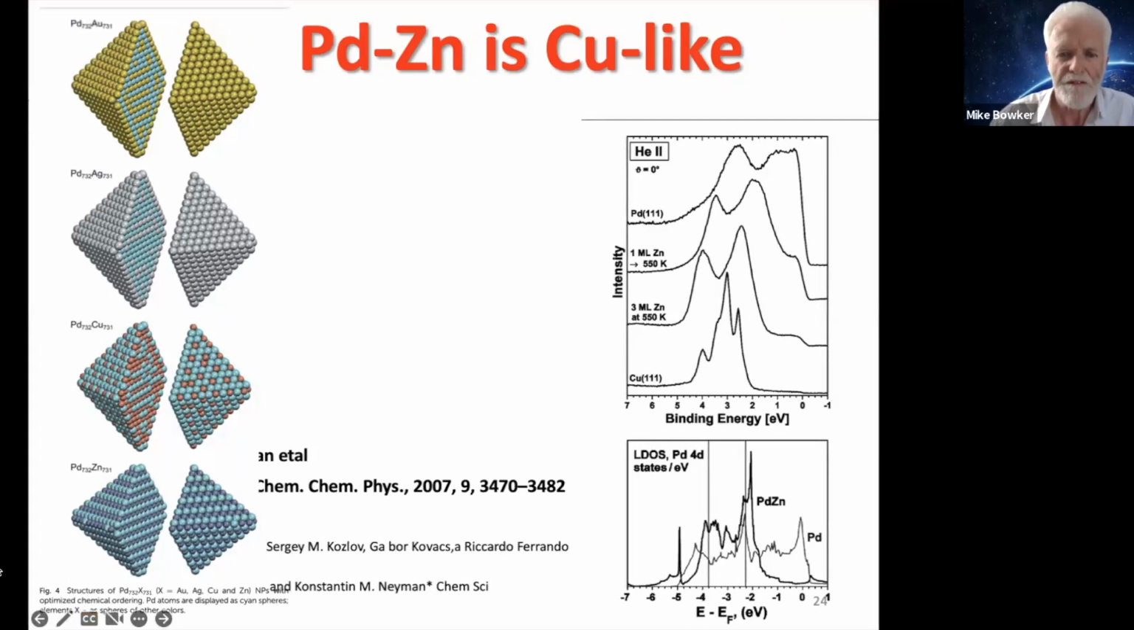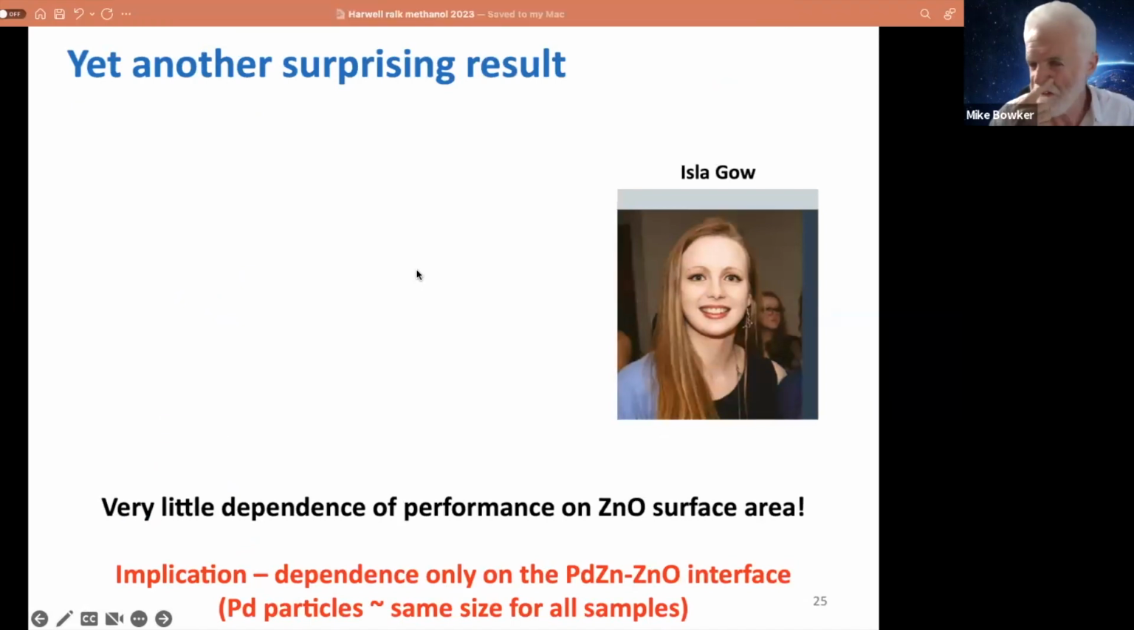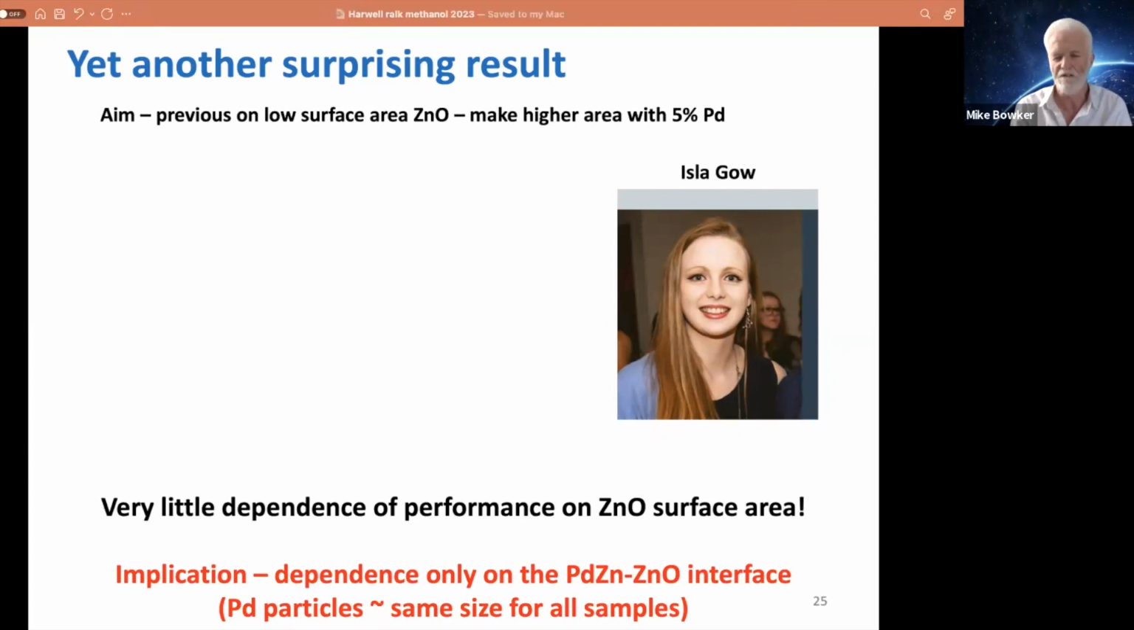There we go. And here's another surprising result for this system. This is work carried out by Isla Gao, who is finishing her PhD very soon, and was very much involved in the palladium zinc story. The previous samples I described to you were all deposited. The palladium was deposited onto commercial zinc oxides, and they were very low areas. I think one was 6 or 8 meters squared per gram, one was about 16 meters squared per gram. So why don't we make a higher surface area zinc oxide? Presumably we'll get a much better material.